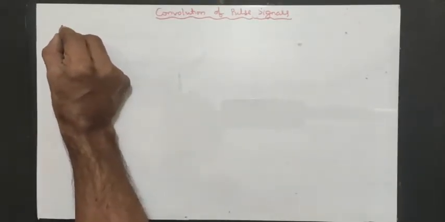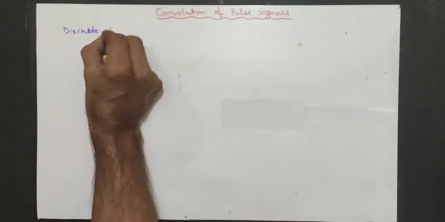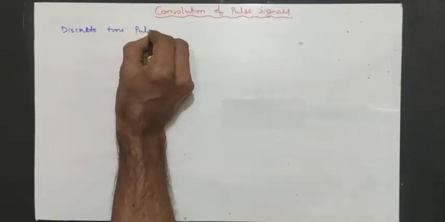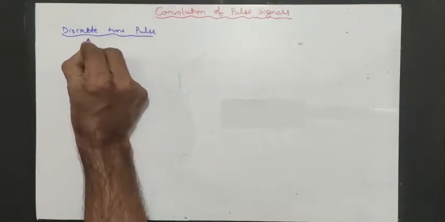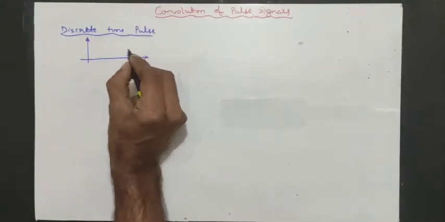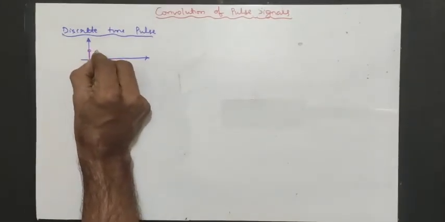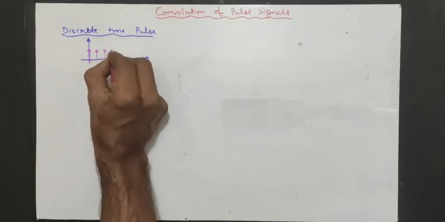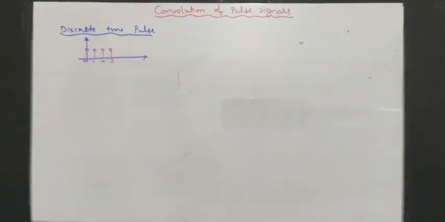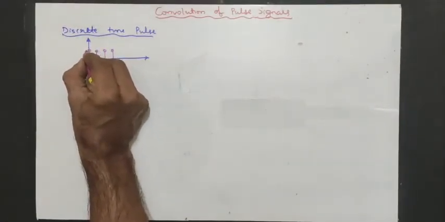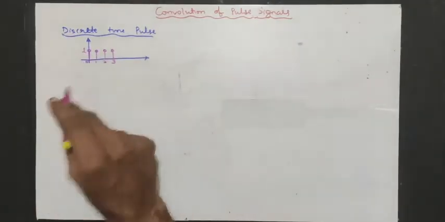For example, in case of a discrete time pulse, how will I draw it? The discrete time pulse I am just drawing like this. Say it is present from 0, 1, 2, 3. This is a discrete pulse. It can have any magnitude. Generally, I am just giving a magnitude 1. It can have any other magnitude also.